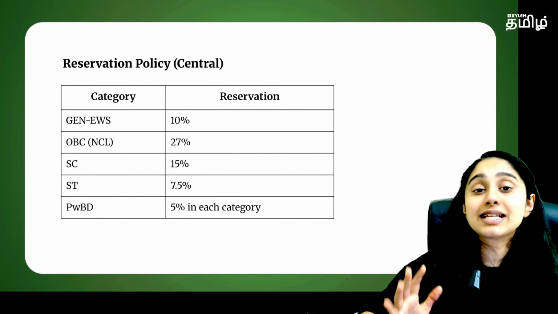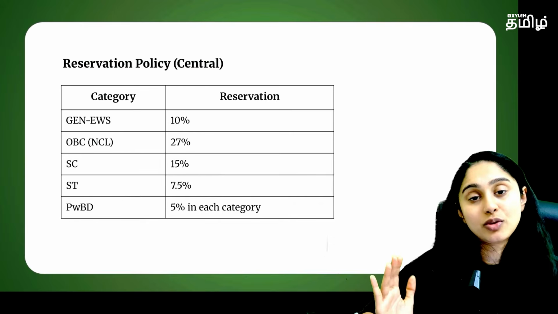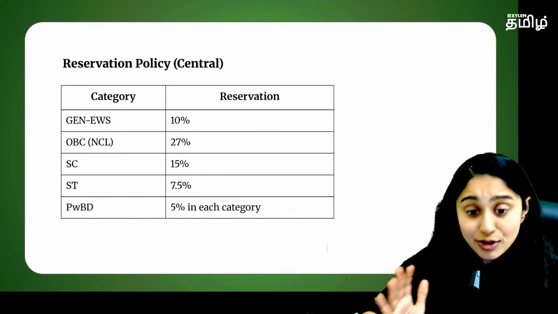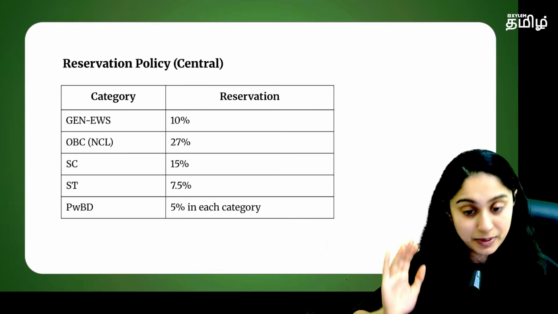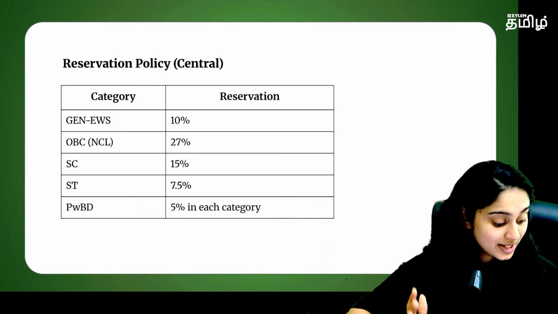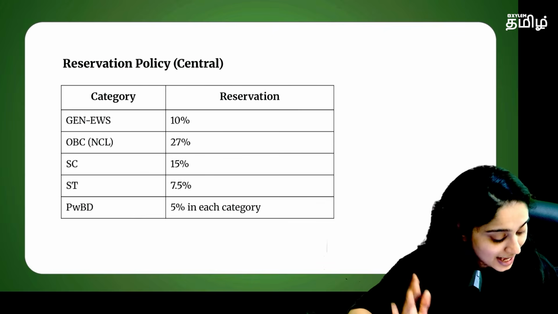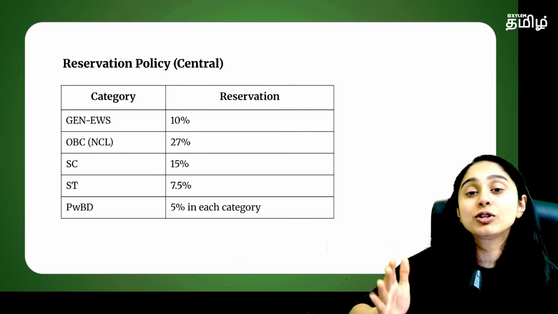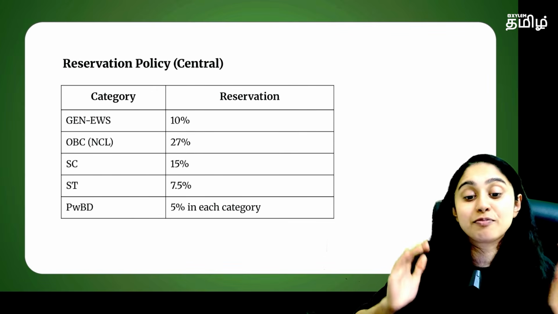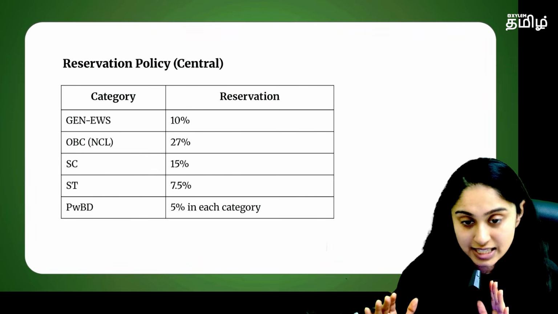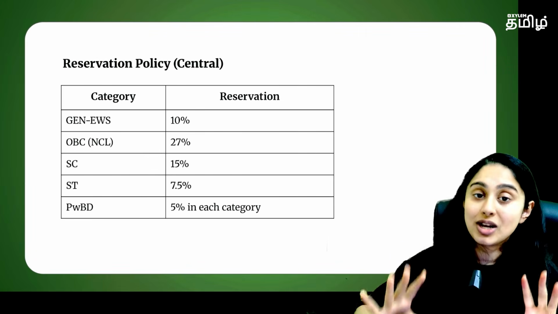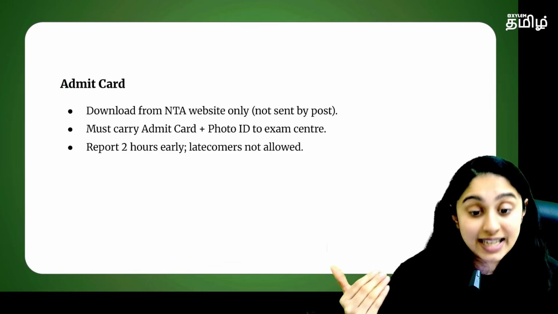Now if you see the reservation policy, okay, which is allocated by the central government itself, for the general category there is a 10% reservation, for OBC there is 27%, for SC 15%, ST 7.5%, and for the PwBD category we have 5% in each of the categories. Okay, so now this is the reservation policy that the NTA has already declared for us.